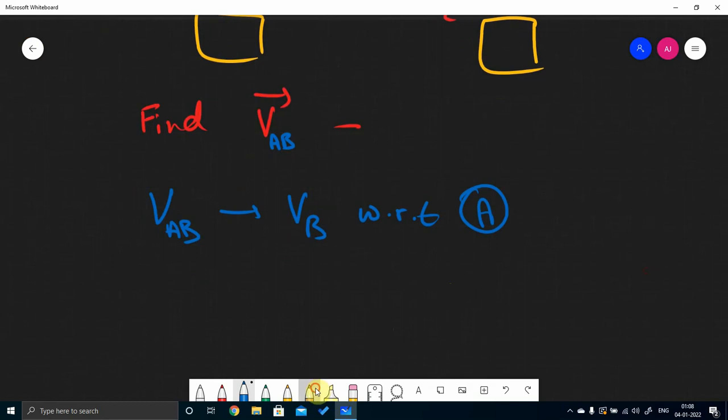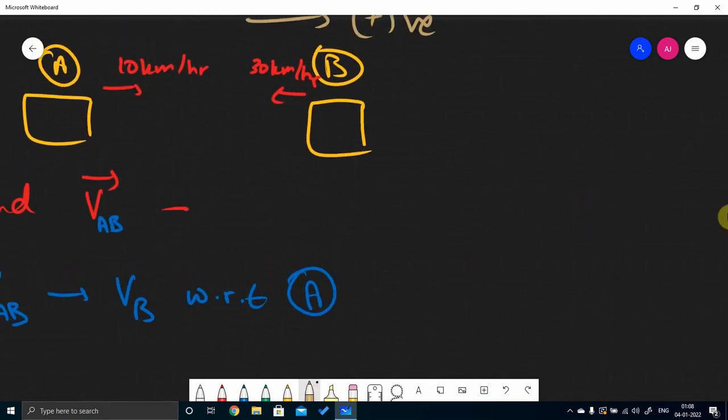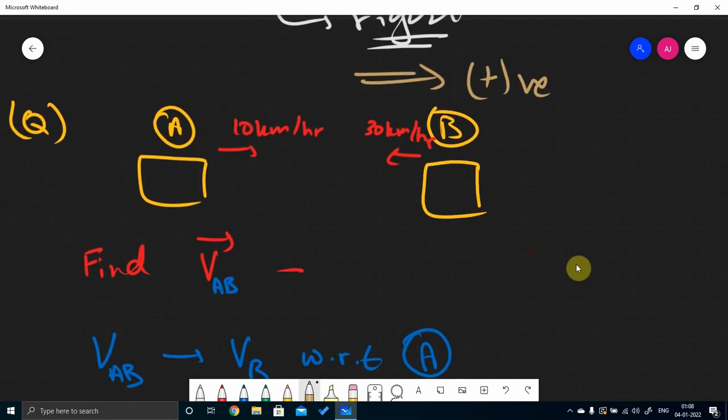Now again, if we take a closer look, what are we looking at from what frame of reference? From A, right? Again, what I will do is I will learn how to copy and paste.